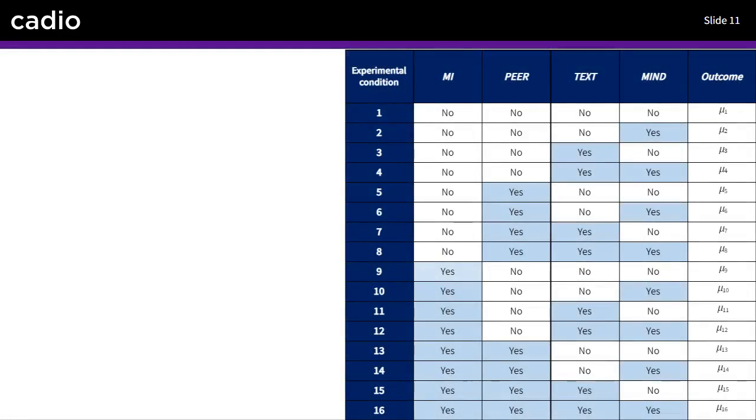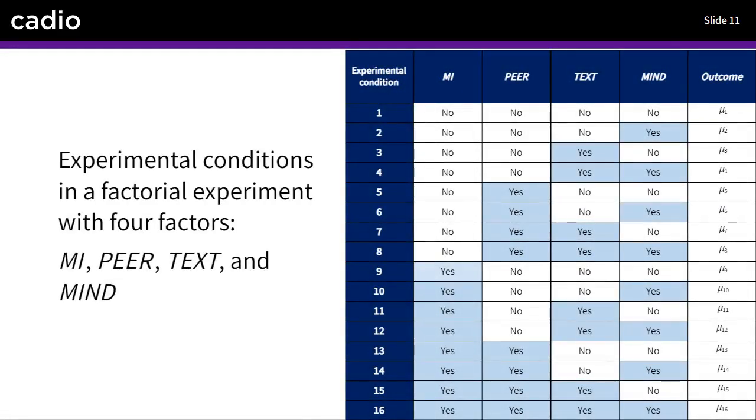This table shows the experimental conditions in a factorial experiment with 4 factors: motivational interviewing, MI, peer mentoring, peer, text message support, text, and mindfulness meditation, mind. You can see that each factor is set to yes 8 times and no 8 times.